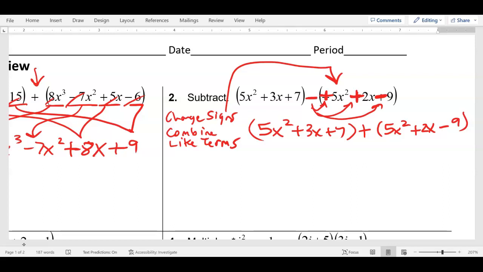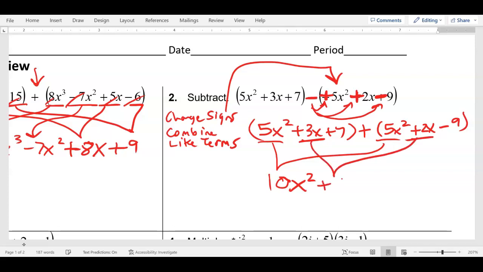And then let's combine my terms just like number 1. I have a 5x squared plus a 5x squared, total 10x squared when I add them together. Okay, then I have a 3x plus a 2x. That gives me 5x. And a 7 plus a negative 9, which is the same thing as 7 minus 9, which is negative 2. All right.